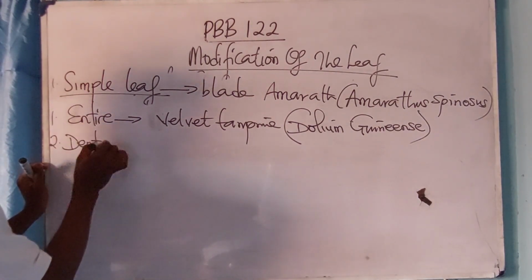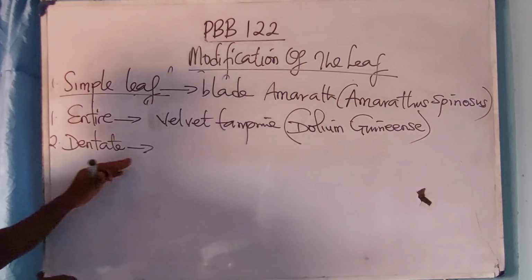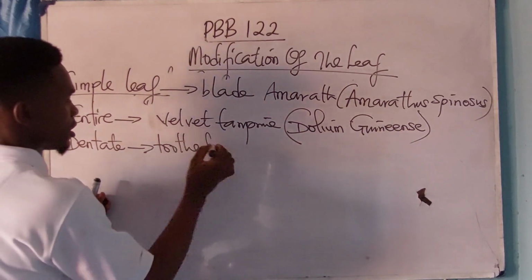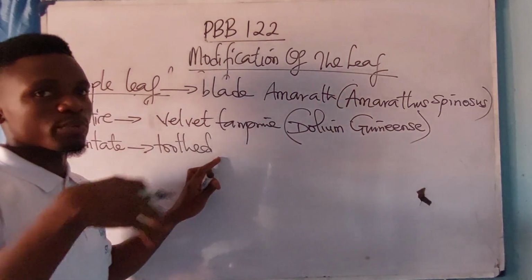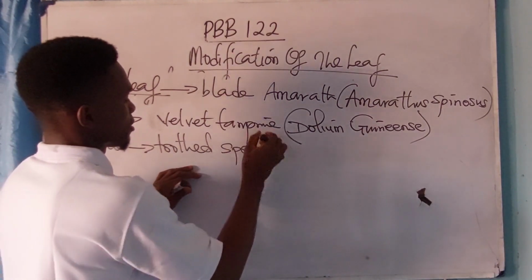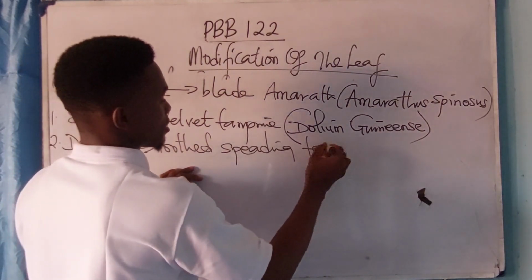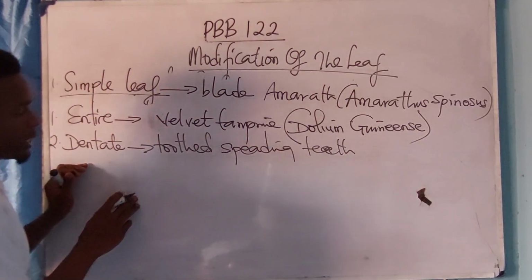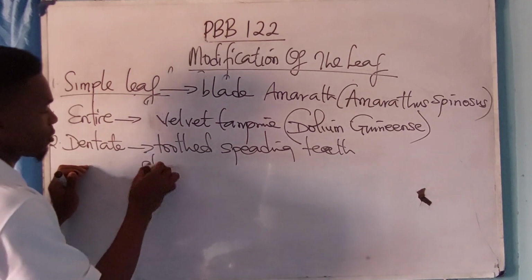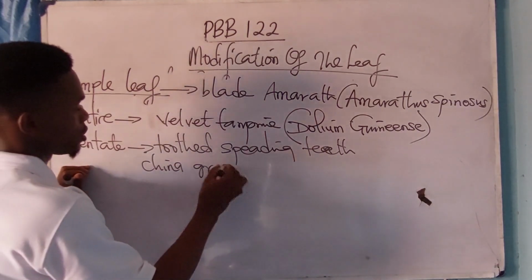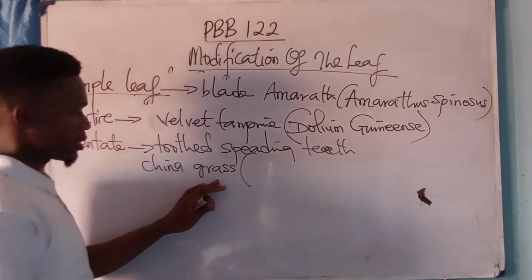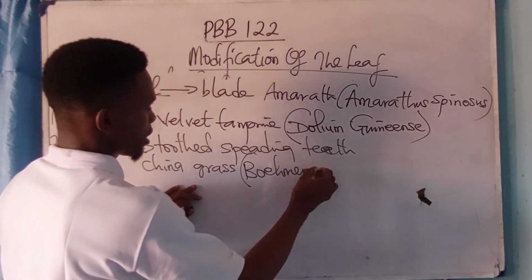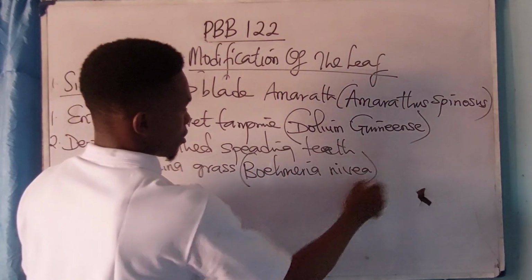Then number 2, we have dentate. A dentate leaf is a leaf that is toothed. It is toothed, such that it has spreading teeth. It is toothed, so you call it a dentate leaf. Example is the China grass. The China grass is called Boehmeria nivea.